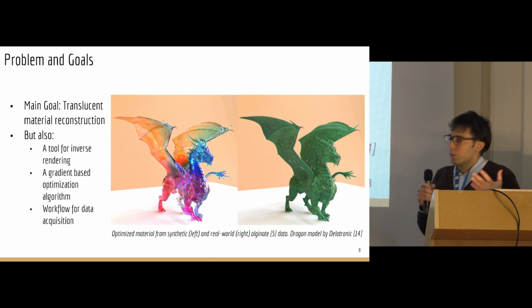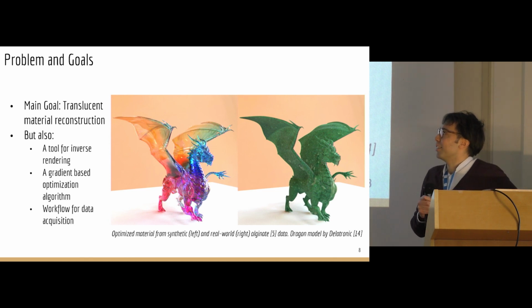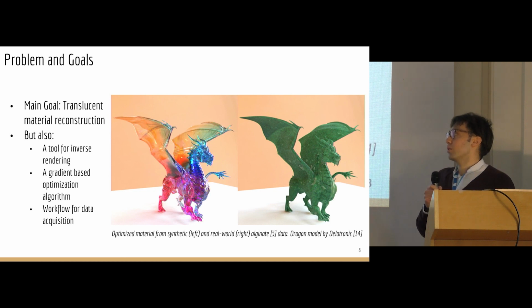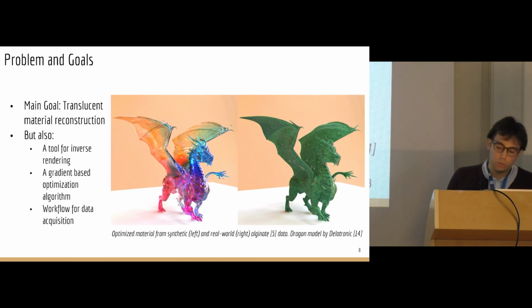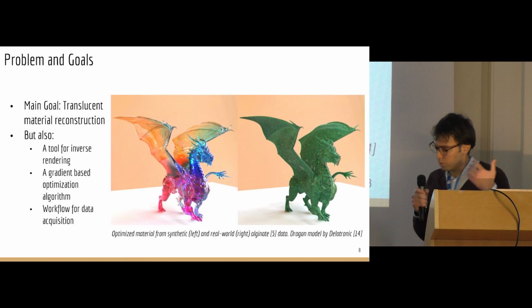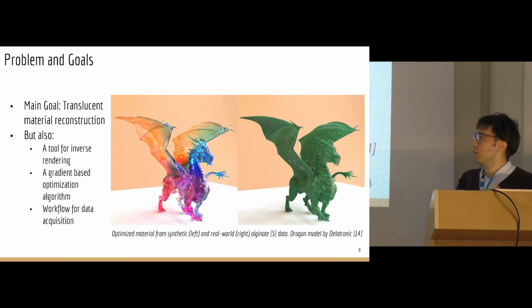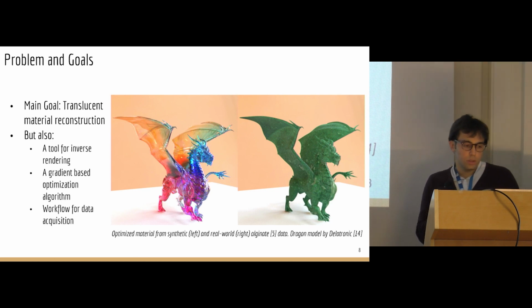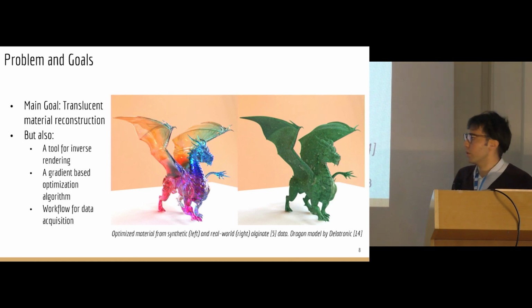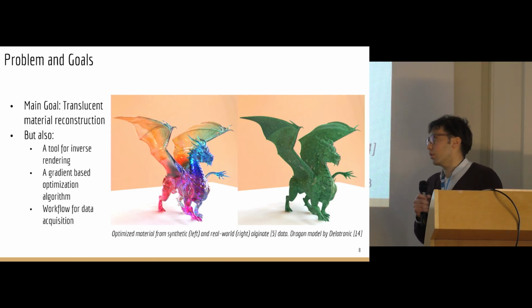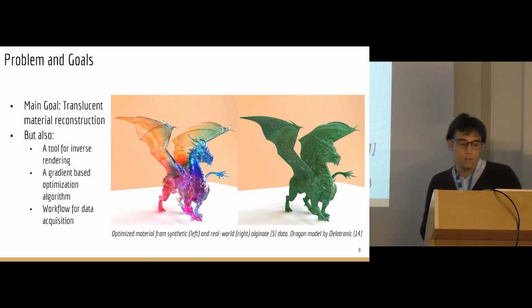So the main idea, as you probably understand it right now, is getting the translucent material properties from a given set of reference images. But we also provide a tool for inverse rendering, basically for the data management process and all that kind of stuff. We also, in our paper, discuss a gradient-based optimization process, and also discuss forward data acquisition, so basically image acquisition and how to acquire the initial scene as well.